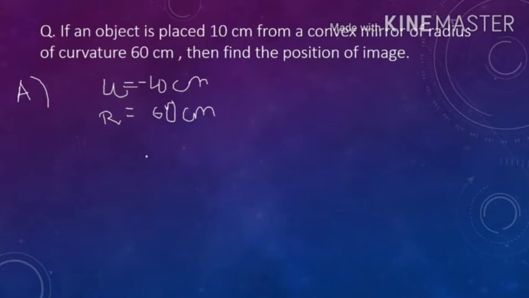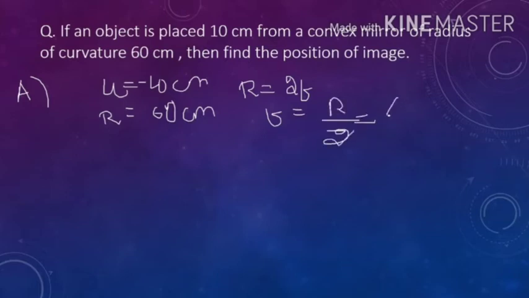Now we have to find the focal length. In the previous video I taught that r equals 2f. It means the radius of curvature is twice the focal length, so f equals r by 2. What is r? 60 centimeters, and divided by 2, the focal length is 30 centimeters. As we have studied earlier, the focal length of a convex mirror is positive and of a concave mirror is negative. So as it is a convex mirror, the focal length is 30 centimeters.